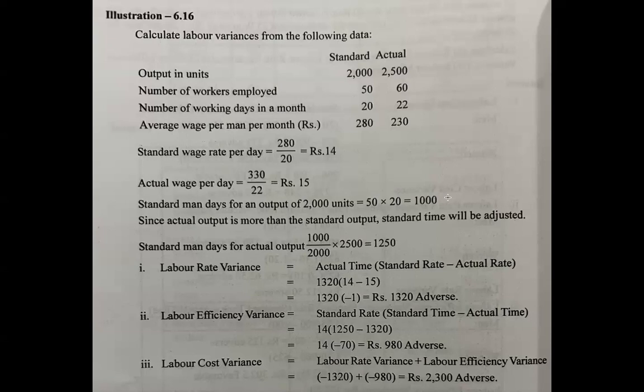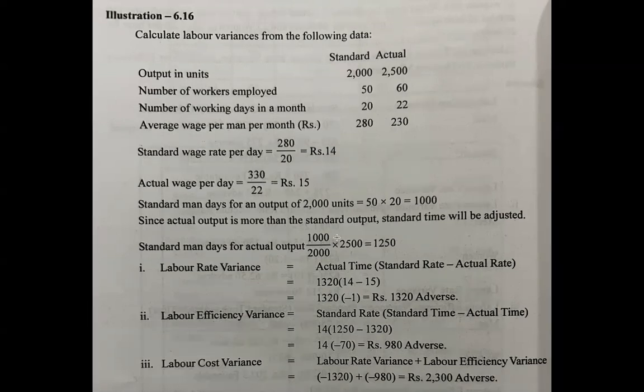But the actual output is more than the standard. Therefore, you have to revise this. The standard man days, or standard time, for actual output you have to calculate. Standard time for actual output minus actual time gives you the labor efficiency ratio.